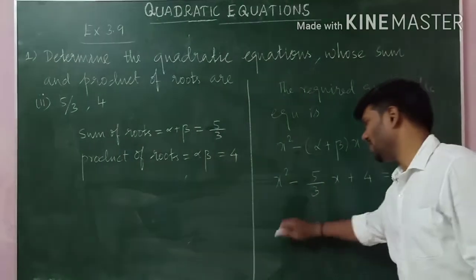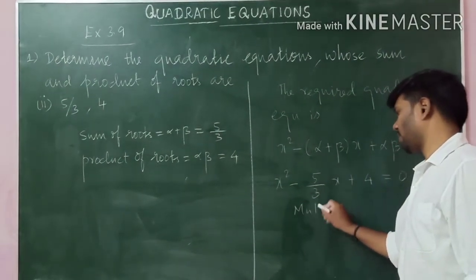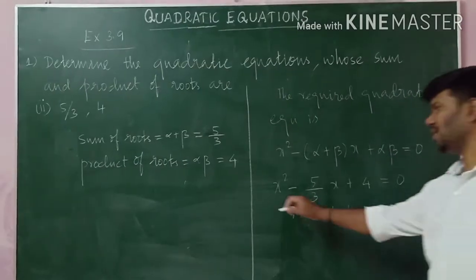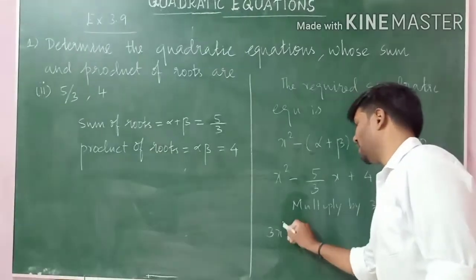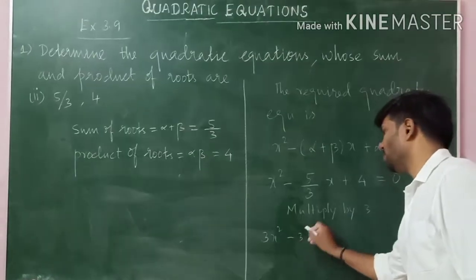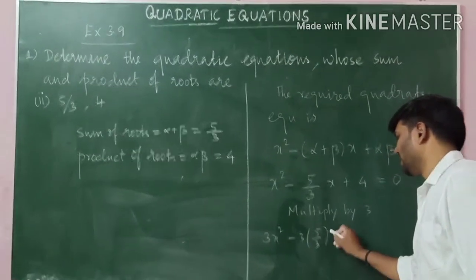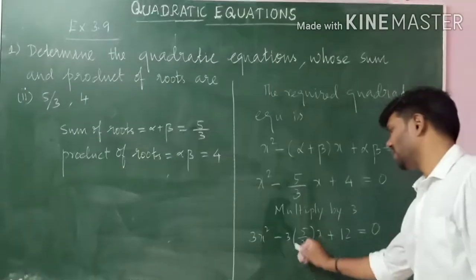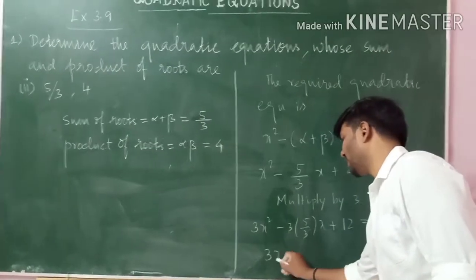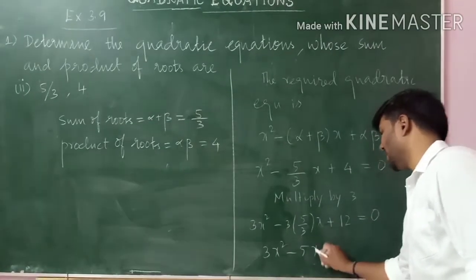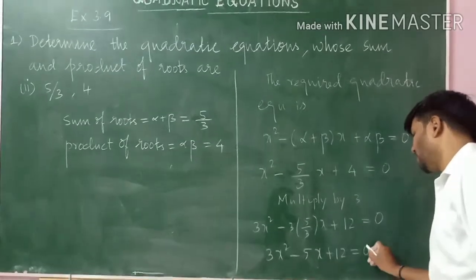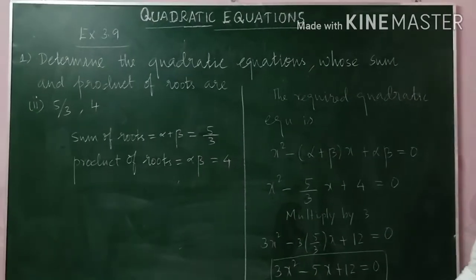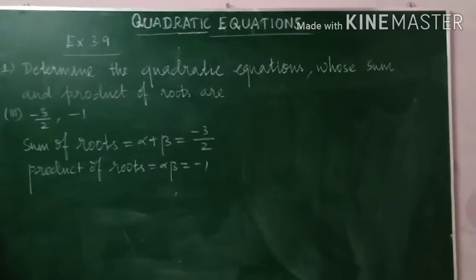Now we just multiply 3 on both sides. If we multiply by 3, we will get 3x square, and here 3 into 5 by 3 x, plus 4 3s are 12 equal to 0. This 3 will be cancelled, so that we can have 3x square minus 5x plus 12 equal to 0 is the required quadratic polynomial.